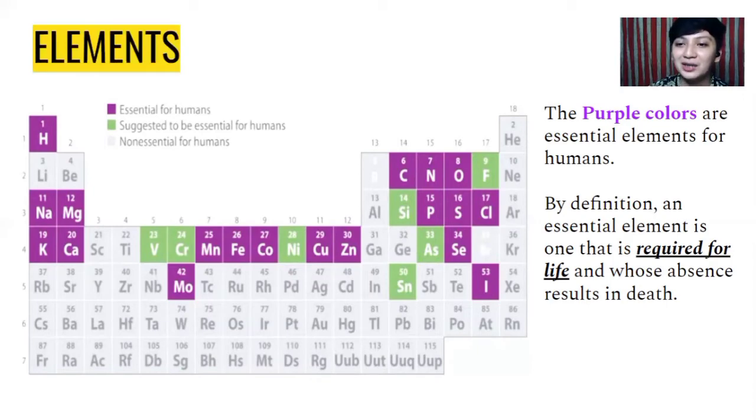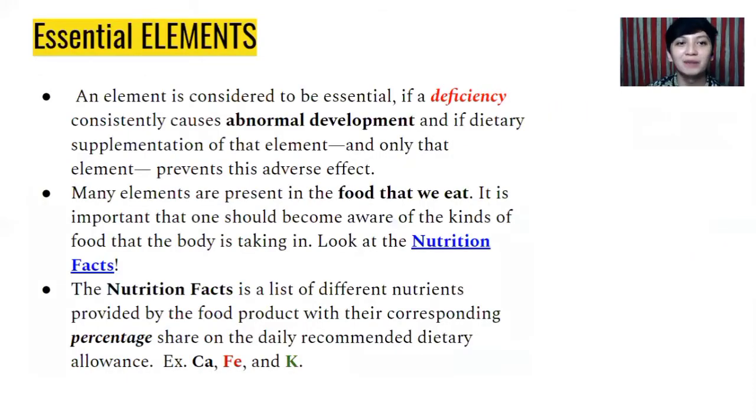And by definition, an essential element is one that is required for life. So if you are alive, it is a requirement for you to take this essential element, and its absence results in death. Meaning to say, it cannot be found in your body, so it can result in death. And that's the worst scenario that can happen. Okay, so we have here some essential elements.